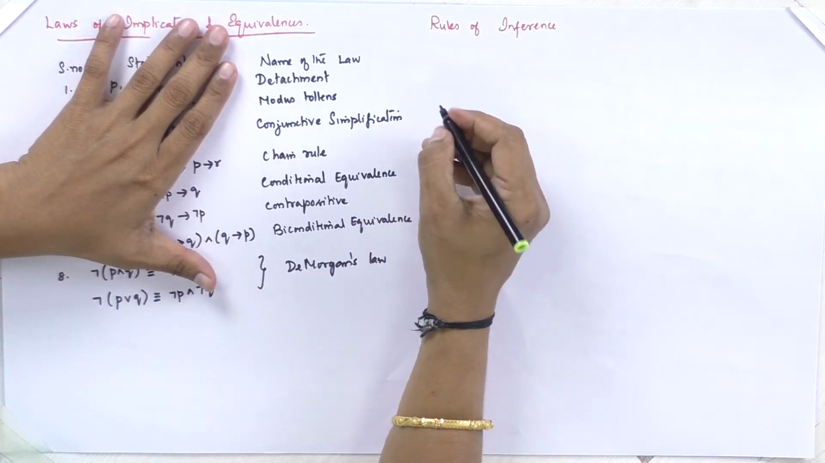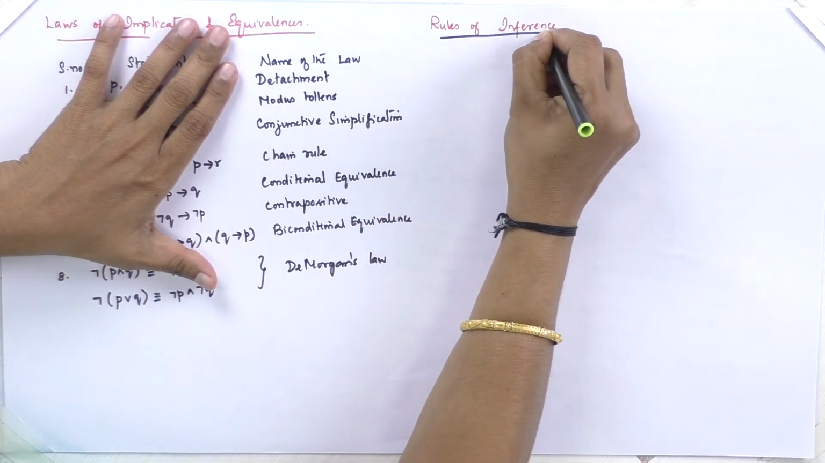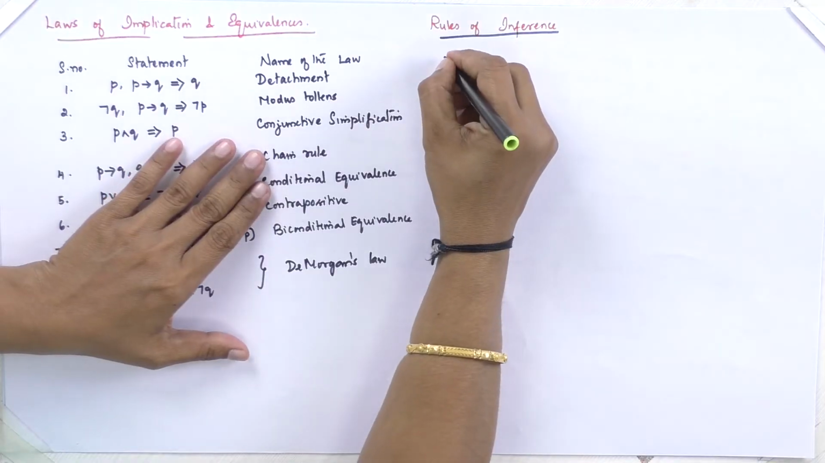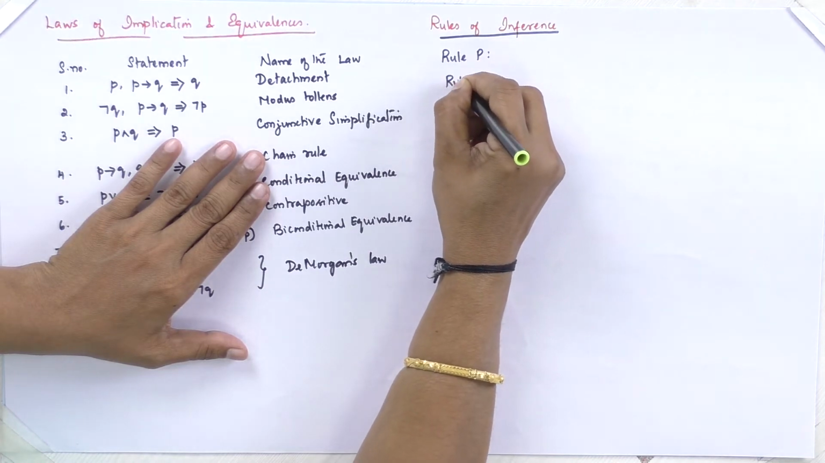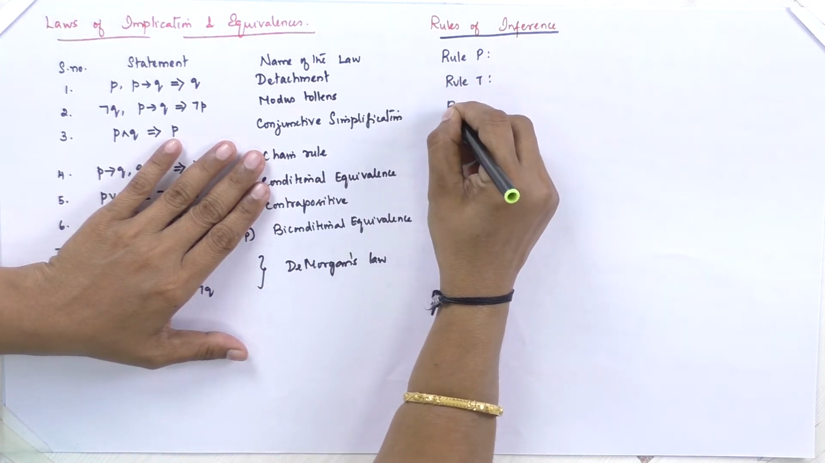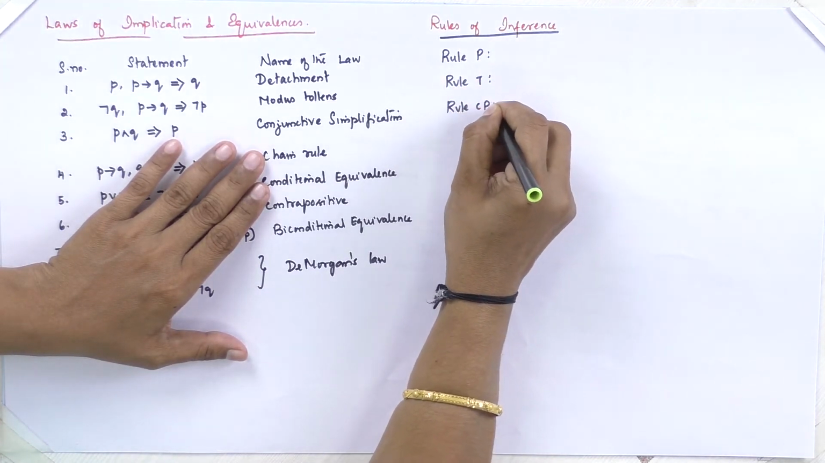So now let's see about rules of inference. So what is all about these rules of inference? Inference theory says that apart from the laws of implication and equivalence, we have three rules. One is called rule P, rule T and rule CP. What is this rule P first of all?